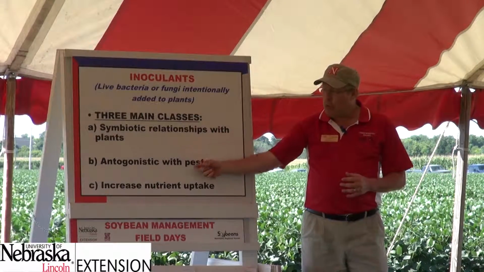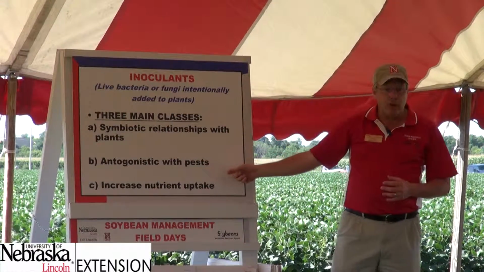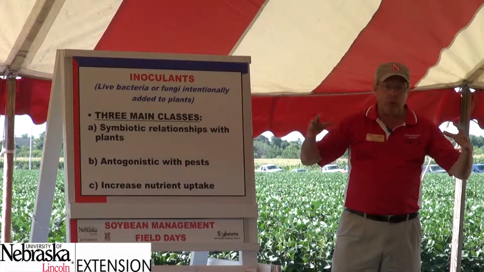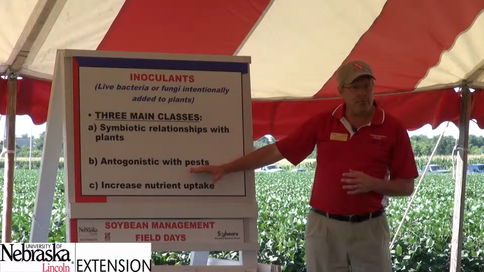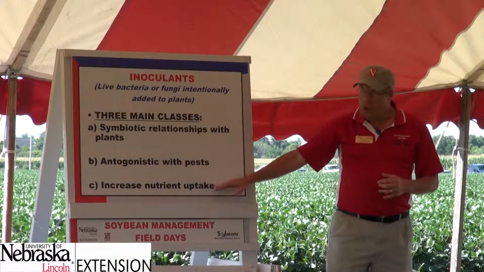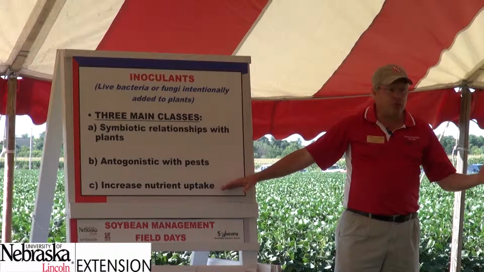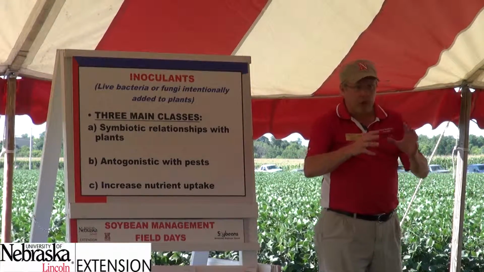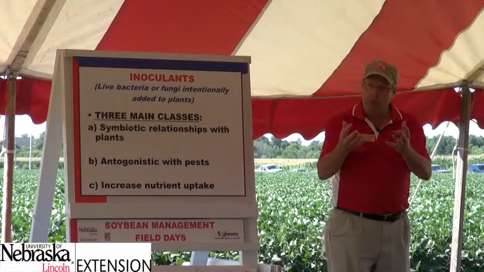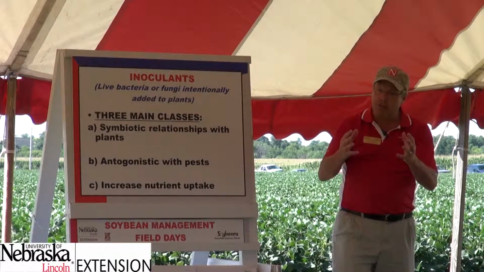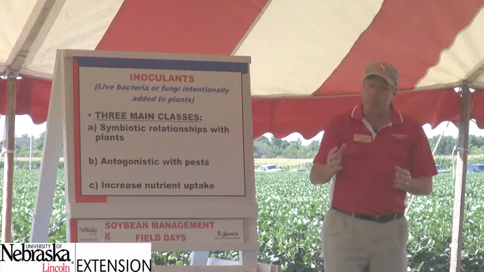Now, in addition to that, we're seeing products like Votivo, which is kind of an antagonistic. It's supposed to help plants fight off pests, such as nematodes. We have things out there like Jumpstart now, which supposedly are supposed to help the rhizosphere around the plant acidify a little bit more, make nutrients a little bit quicker to pick up.